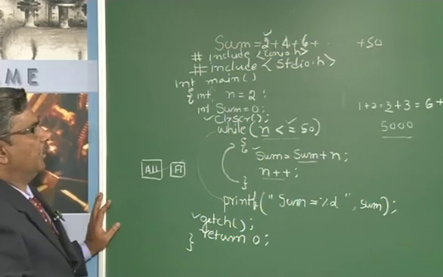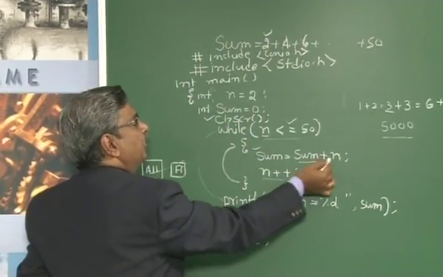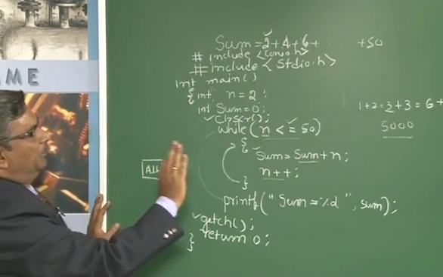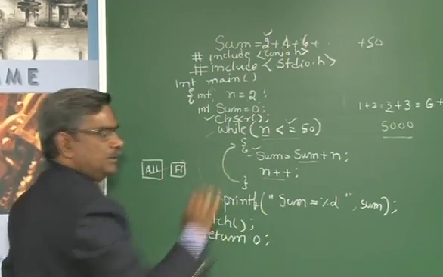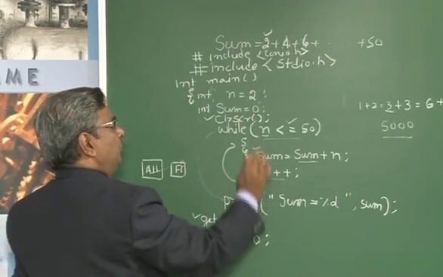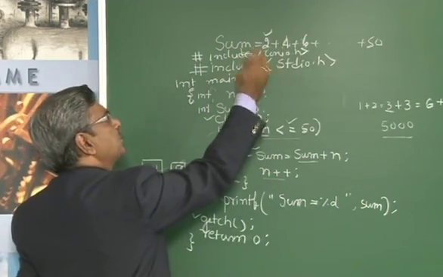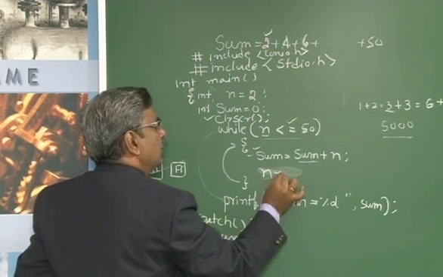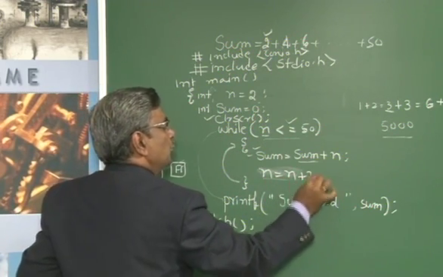No change is required. Sum is equal to sum plus n. Sum is already initialized to 0, 0 plus 2, it will take care of the first step. Now, instead of n plus plus, which makes 2 become 3, you can also use n is equal to n plus 2.